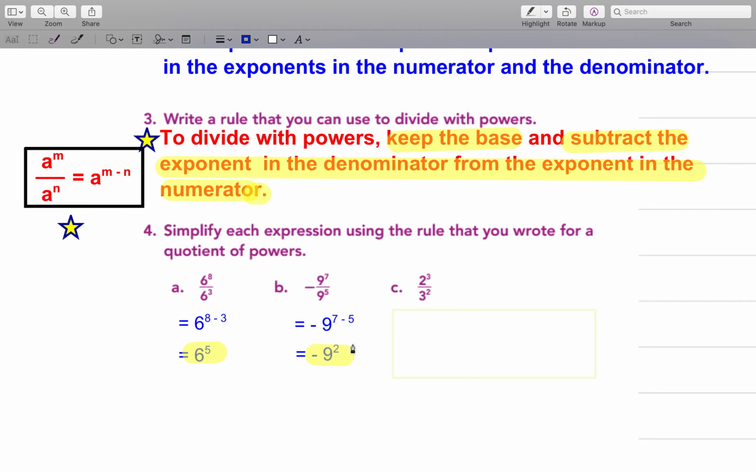And letter C, 2 to the third power divided by 3 to the second power. This would not be possible to simplify because 2 and 3 are not the same. They don't have the same base. So if that's the case, we can't simplify further. Okay, the bases have to be the same in order for us to simplify like this.